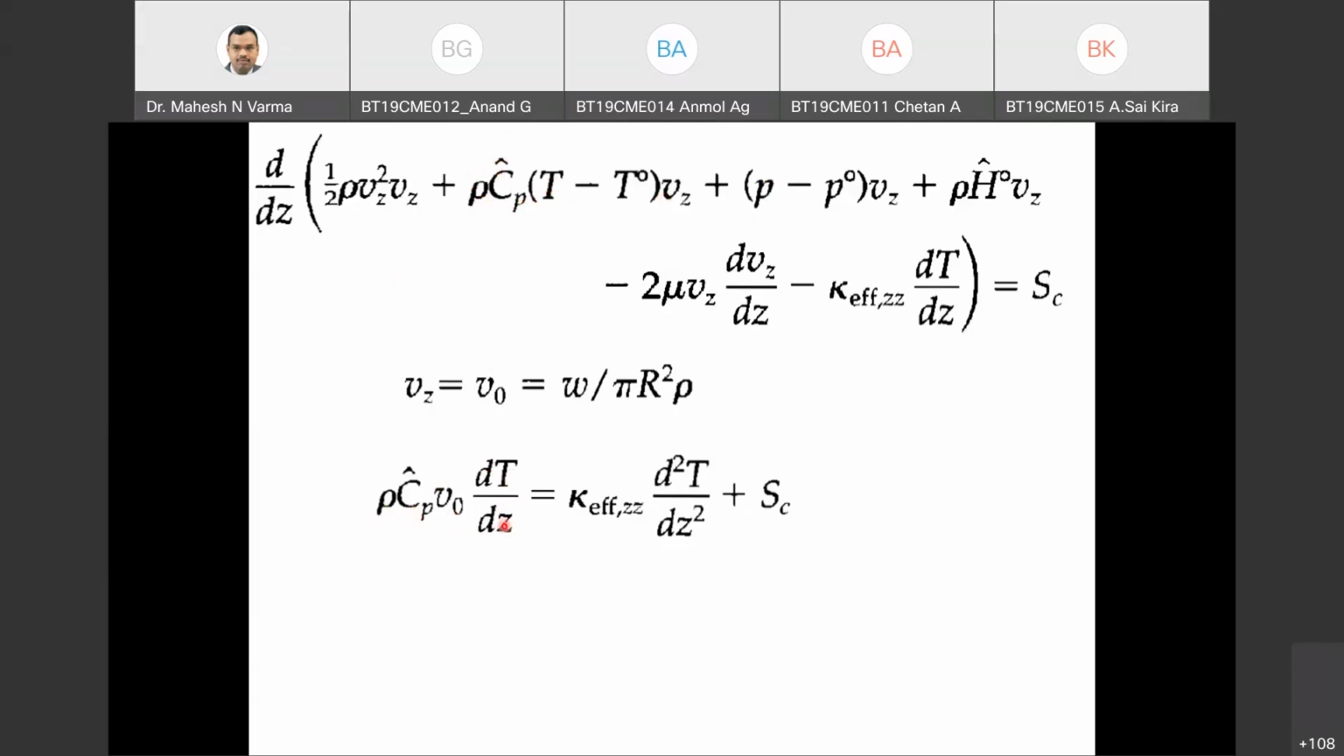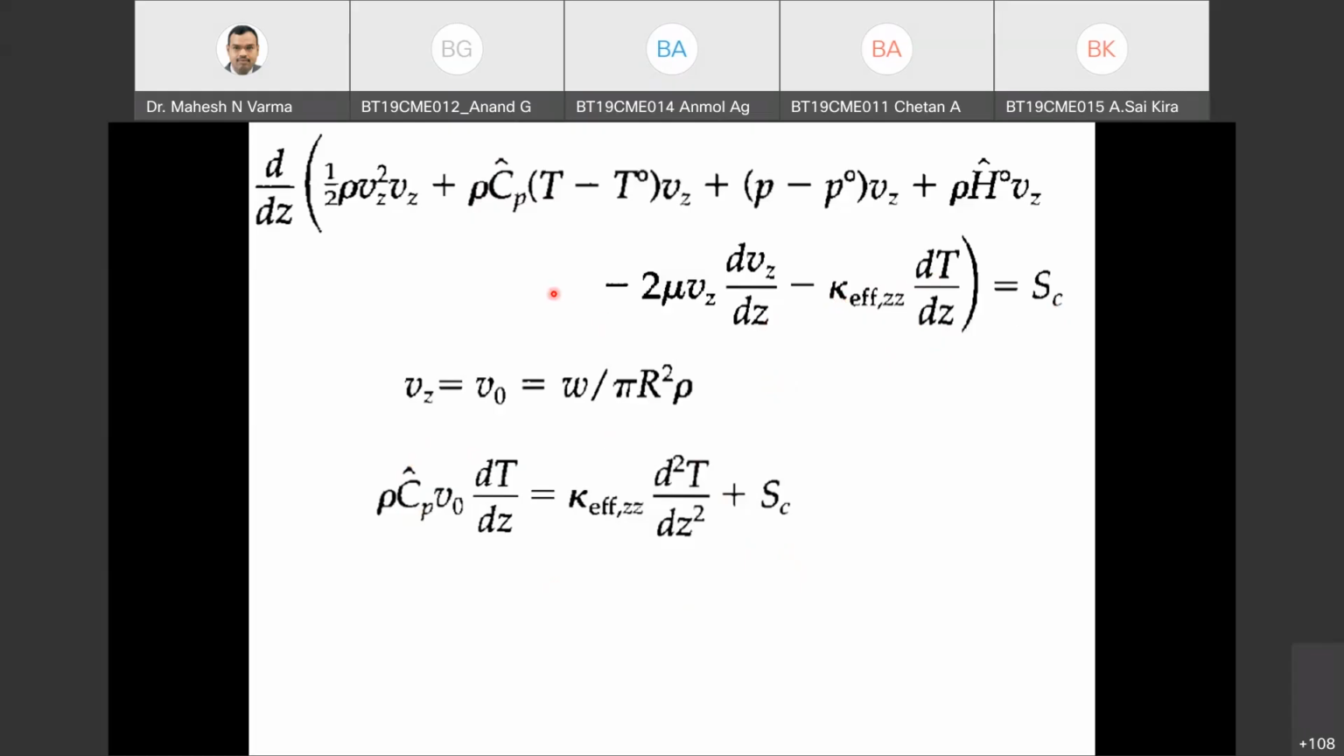Okay, dT by dz. Only this term is there, and this is actually K effective for the Z direction. Why is it written K effective? Because I have fluid and also solid particles, so I am not considering a different thermal conductivity. I am considering an effective thermal conductivity for both phases together, effective in the Z direction. Del 2 T by del Z squared equals to S_C. Is this clear to everybody?